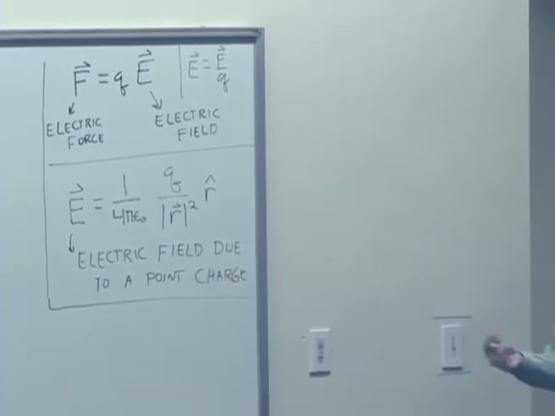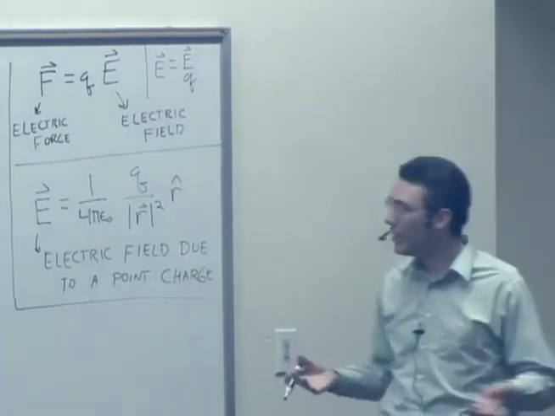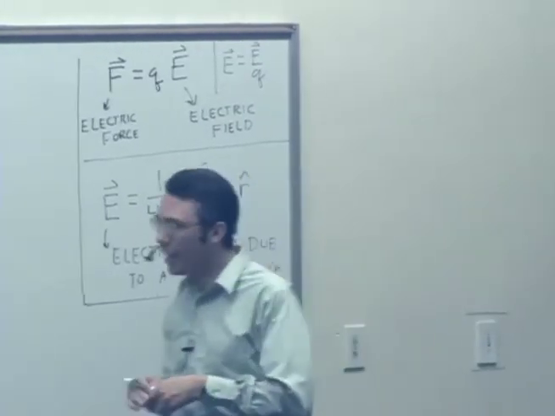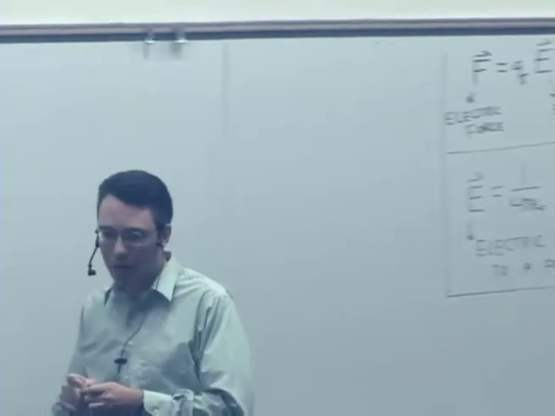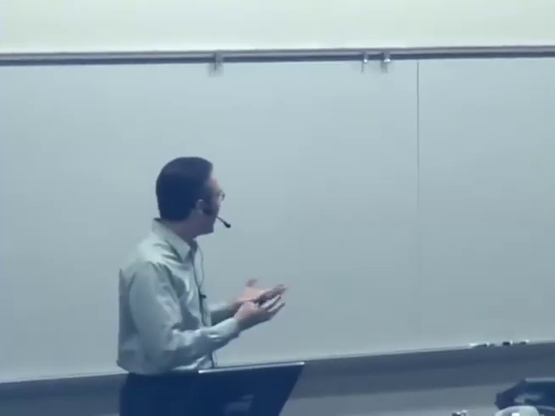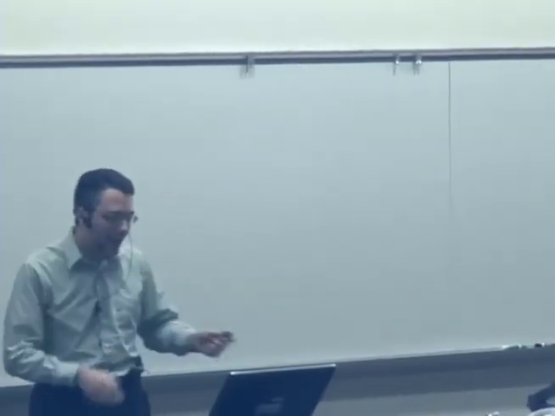And then our second idea we talked about last time was the electric field due to a point charge. What causes electric field in the first place? We have the idea that an electric field is created by charged particles. Electric field is set up basically everywhere in space.